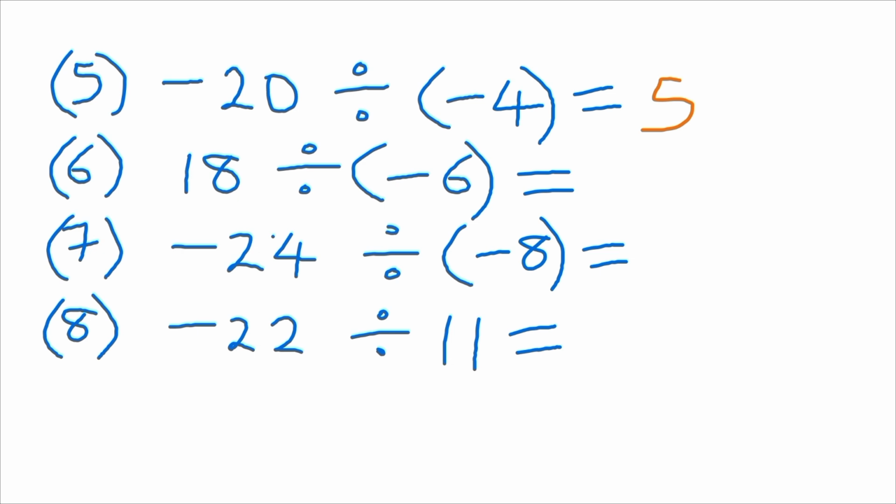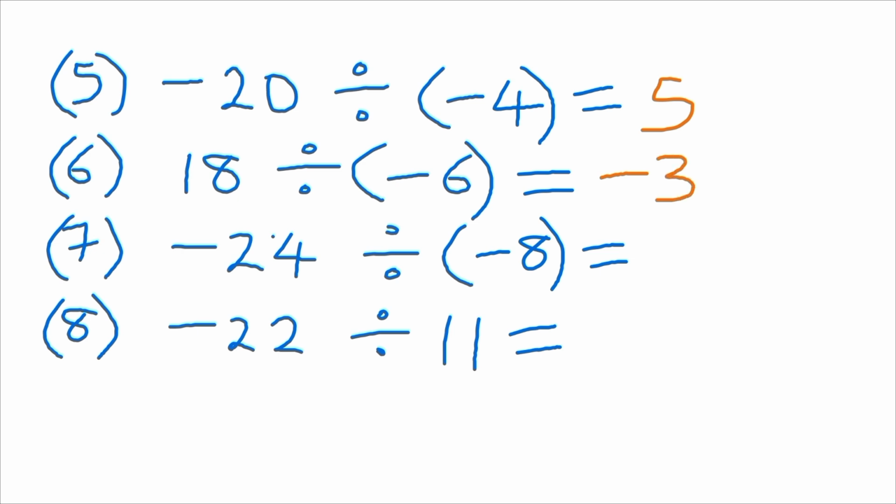Then this one says 18 divided by a negative 6. So because 18 is positive and 6 is negative, our answer remains negative. Their signs are different, so our answer remains negative. So 18 divided by 6 is 3.